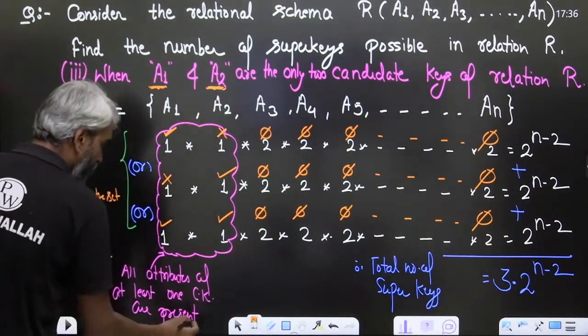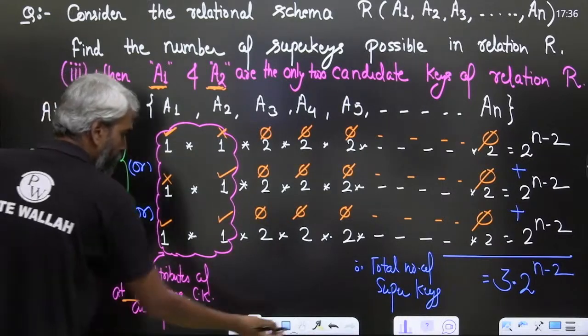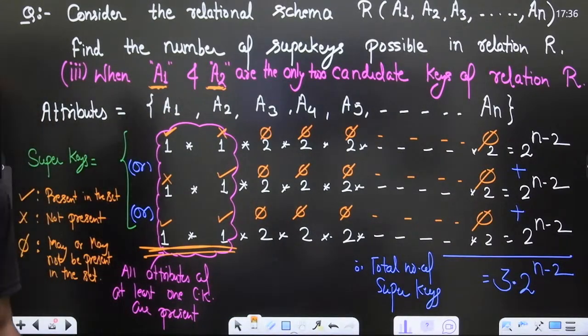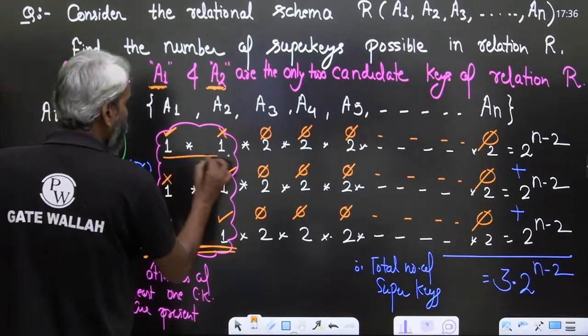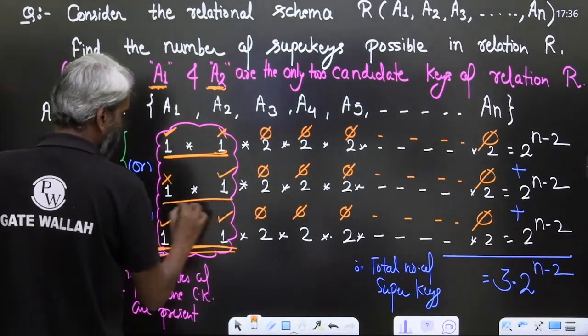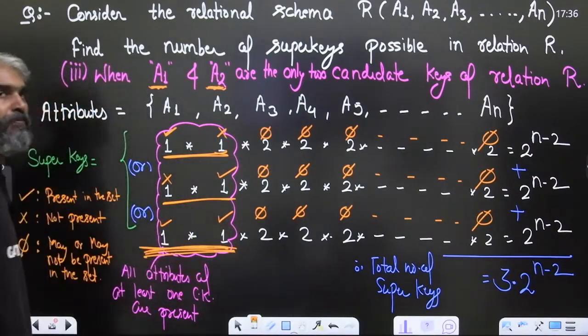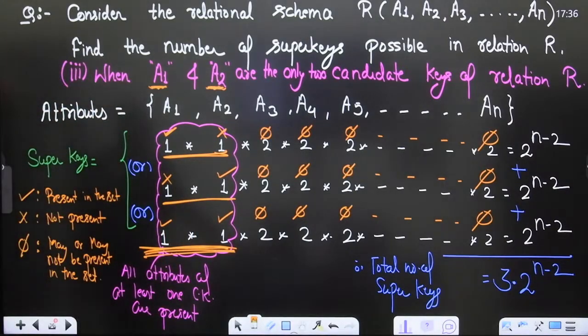We say that all the attributes of at least one candidate key should be present. That means all the attributes of more than one candidate key may also be present. So here, all the attributes of exactly one candidate key are present. Here, exactly one candidate key again. Here, all the attributes of more than one candidate key are present. Apart from that, you have zero or more attributes of the remaining attributes.